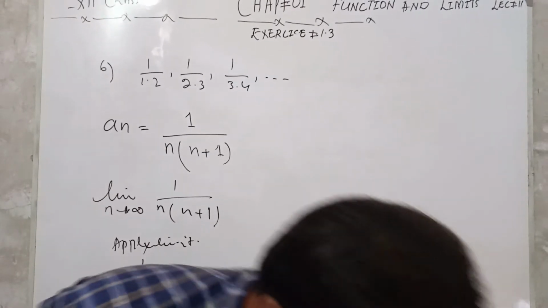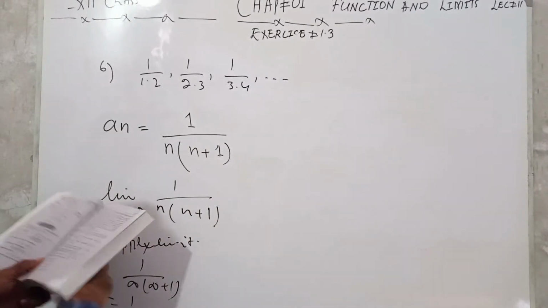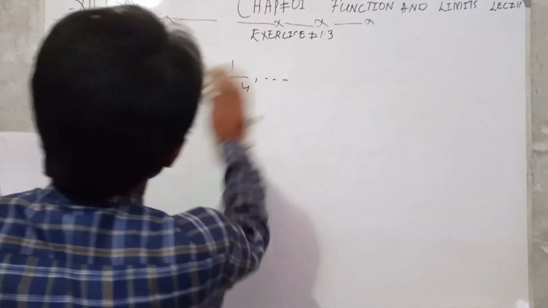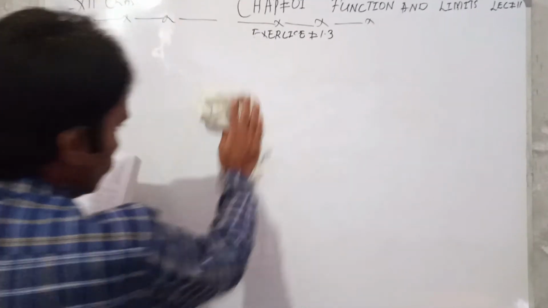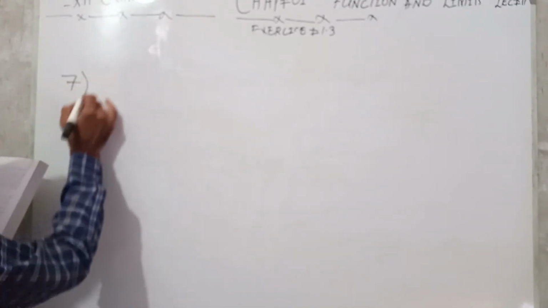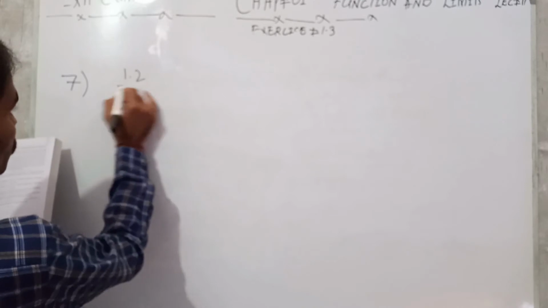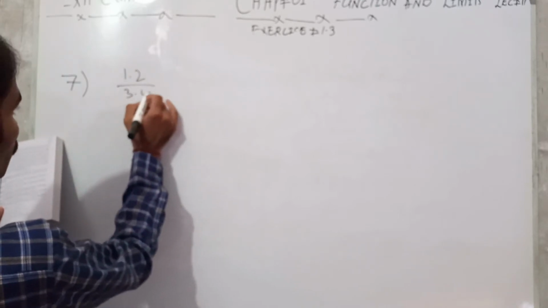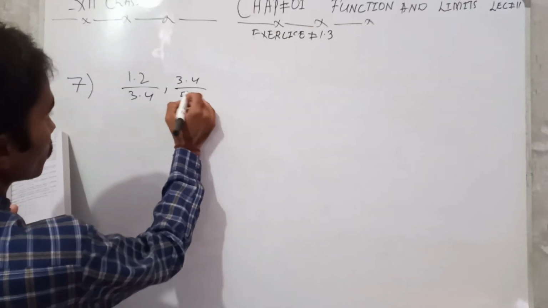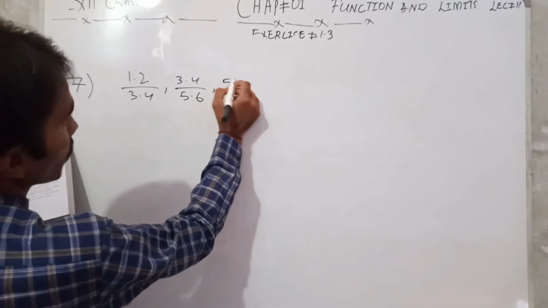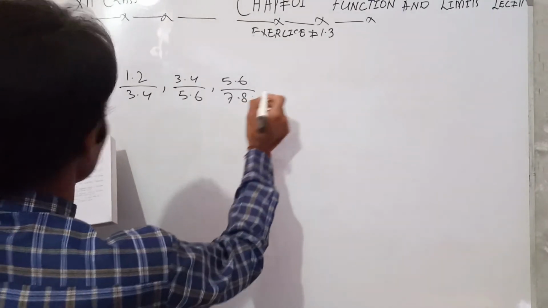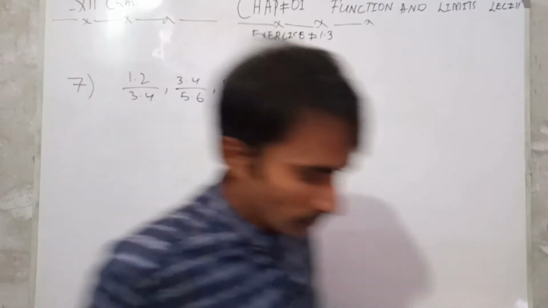Now we have question number 7. In question number 7, we do the same way, but there is a small trick as we find the general term. Later on we will move further. The sequence is 1.2 divided by 3.4, and 3.4 divided by 5.6, and 5.6 divided by 7.8, sorry. So that is the sequence.